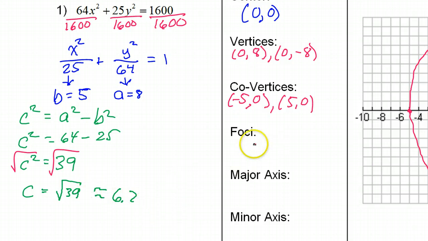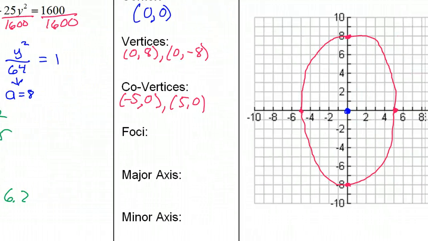Now, you will not see any decimals in my answer here. I'm just going to use the 6.2 to help me graph it. The foci always go the long way. So 6.2 is going to be about here, and if I go 6.2 down, that's here. So those green dots are my foci.